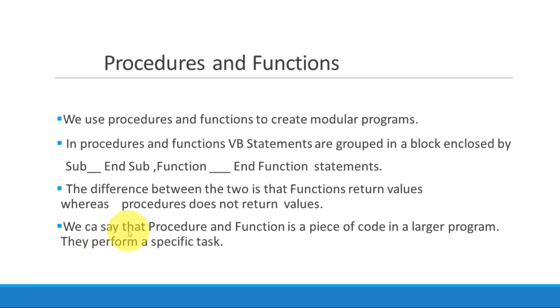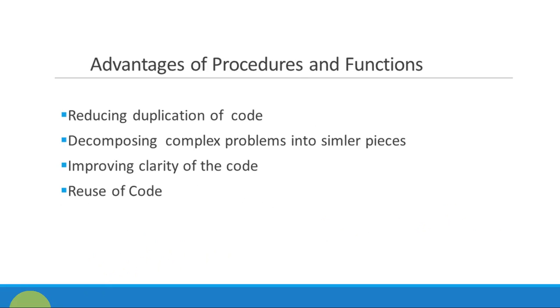So we can say that a procedure or function is a small piece of code in a larger program. They perform specific tasks. Now, what are the advantages of procedures and functions? They help us reduce the duplication of code. Once it is written, there is no need to write it again and again. We can reuse that code for many programs.